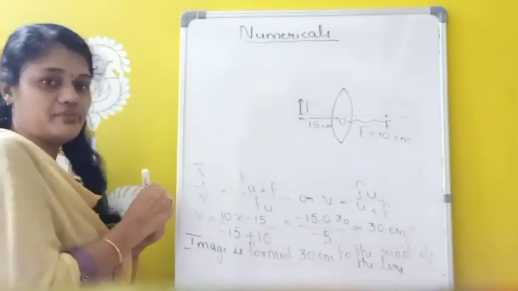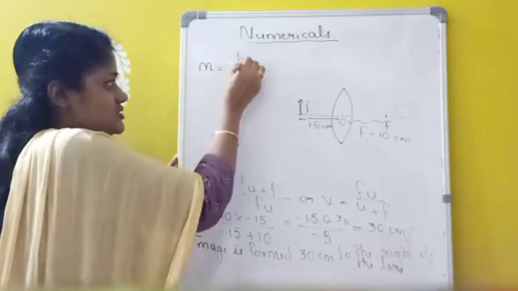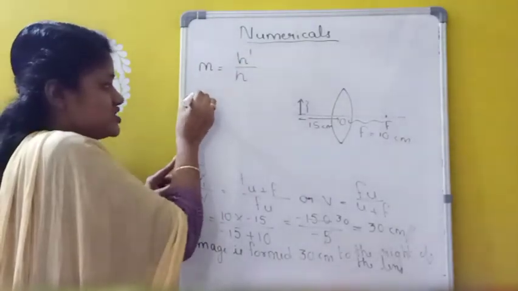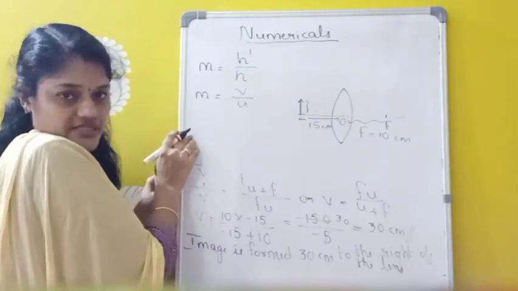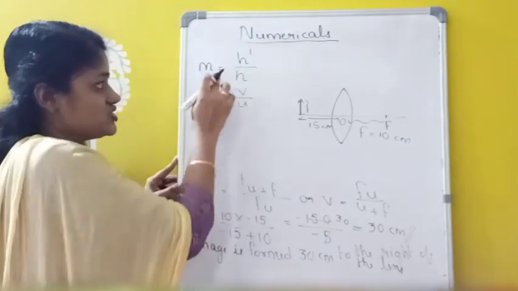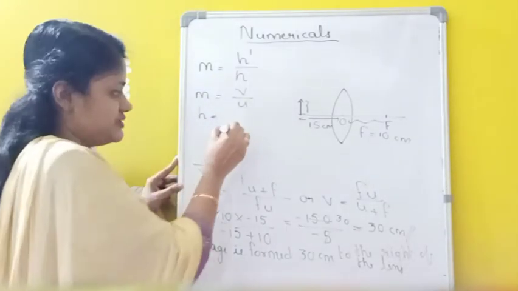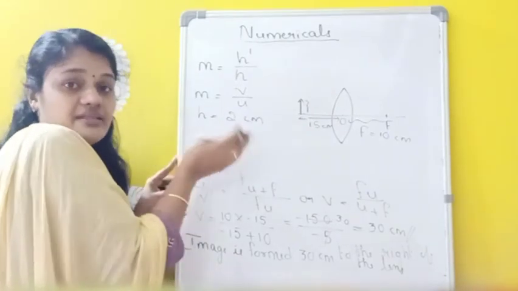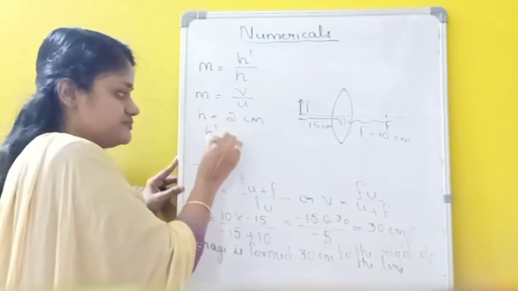So first of all we can find magnification. We have the formula for magnification: m equals h dash by h. Similarly, we have another formula for magnification, m equals v by u. So two formulas are there. And in this question, they are actually giving the value for h itself. h is 2 centimeter. So whenever they are giving h and they are asking you to find the size of the image, you have to find h dash.